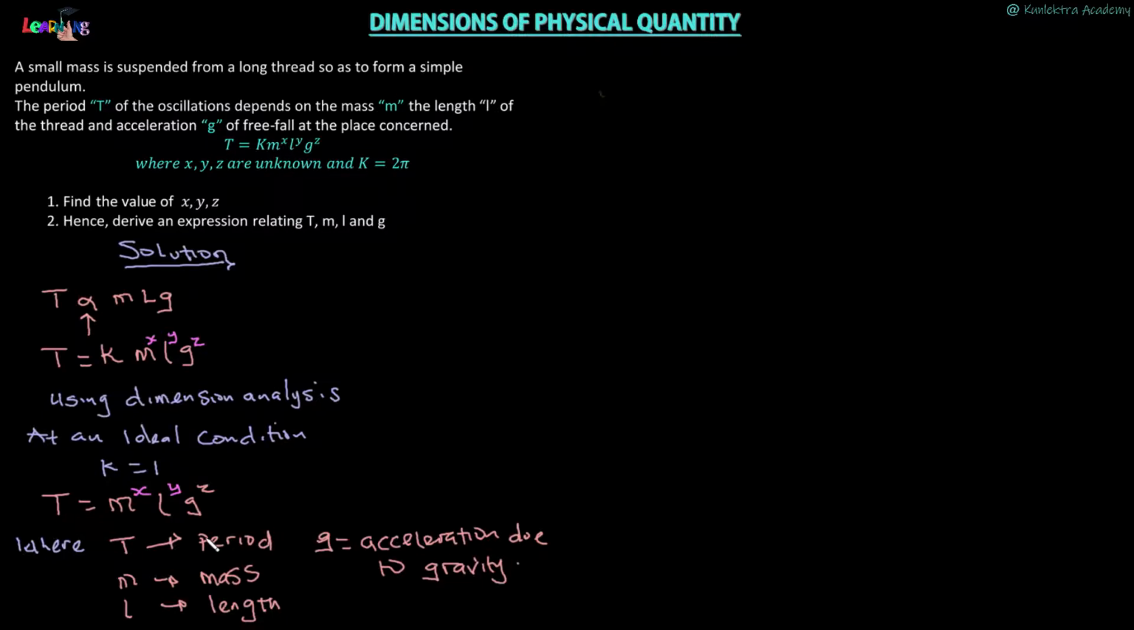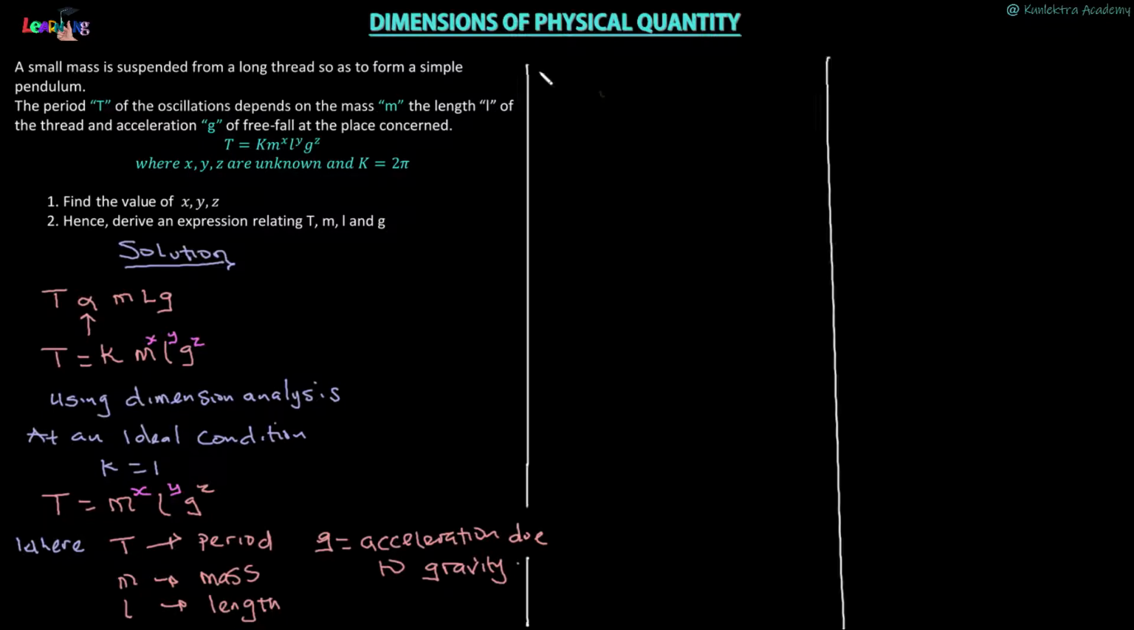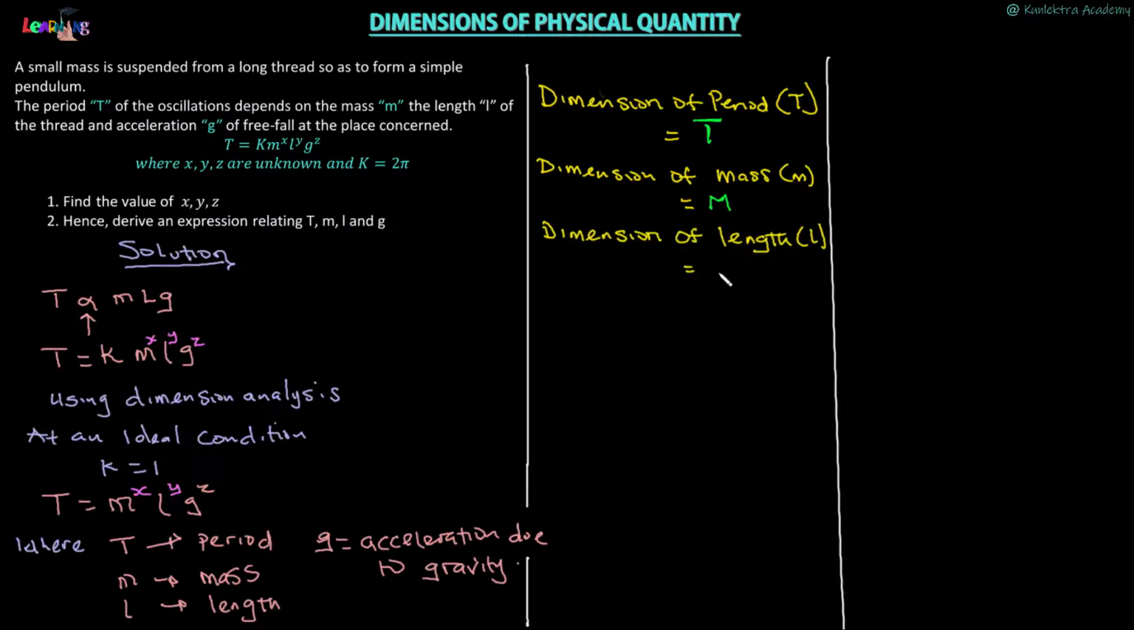Now from here, we all know our parameters. I'm taking time to explain this so we'll get the understanding gradually of how you can use dimension analysis to find the formula of a quantity in a word problem. What is the dimension of period? Period is the time taken for a complete cycle. It's measured in seconds, which means it's time taken. The dimension of period is T. The dimension of mass is capital M. The dimension of length is L.